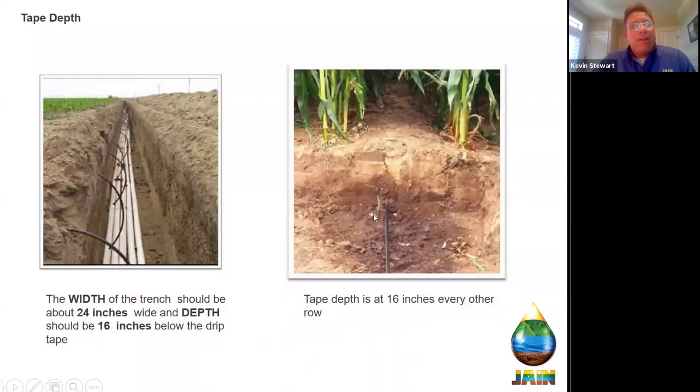This is Jain Drip Tape that was installed. They were celebrating 25 years. This is in Kansas, and so this is about 11, 12 inches deep, and really happy. Sorry, it's 16 inches deep, but happy with the performance. Lasted 25 years, and so yeah, good. You want to make sure, depending on the crop, that you've got the right tape at the right depth.